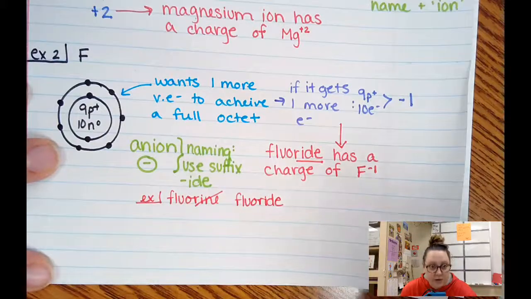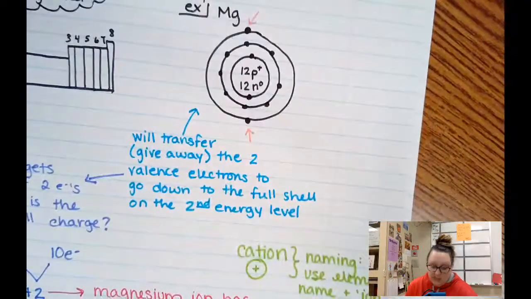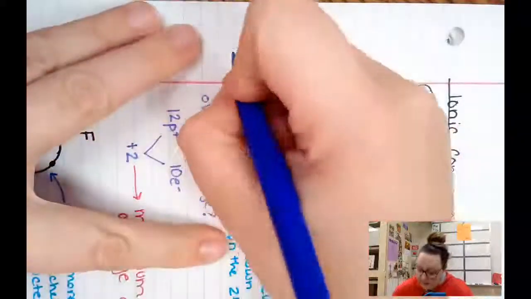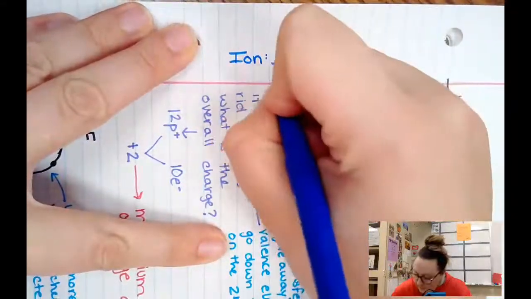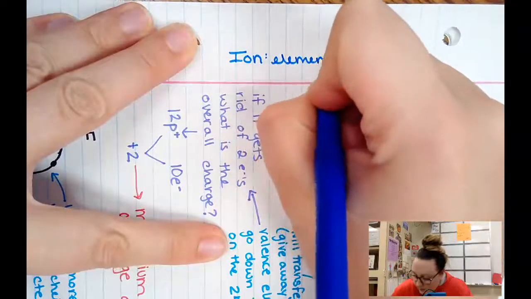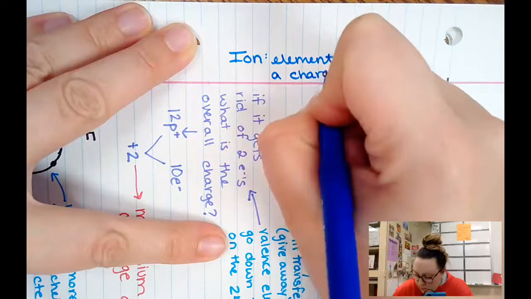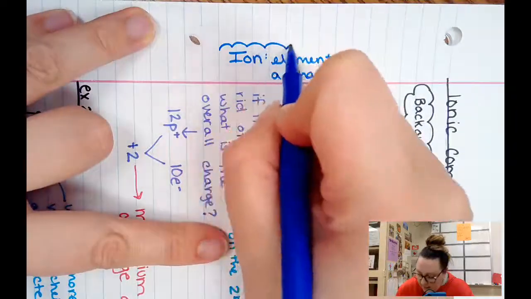If it has a charge, I've been using this word a lot. I assume you know what it is, and I'm using the word ion. So if you want to write it off to the side: ion, element with a charge. If it's positive or negative, it's still an ion.